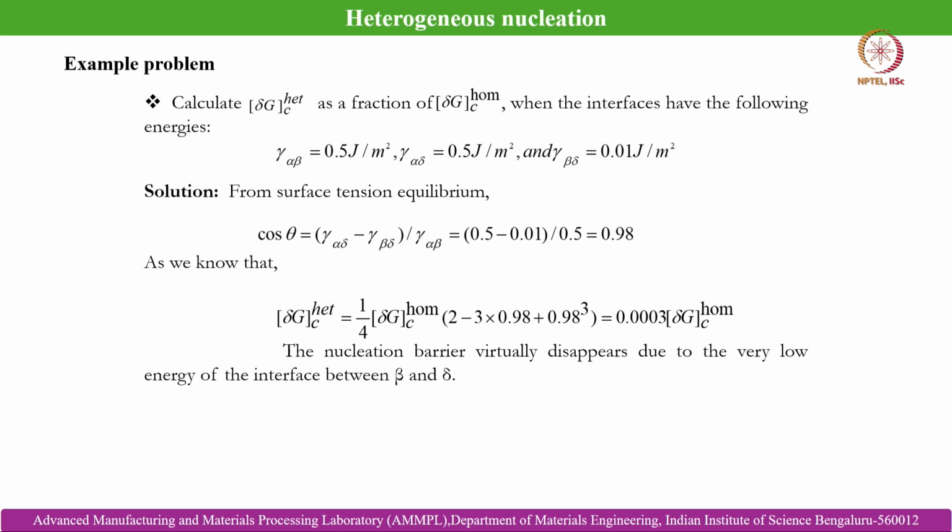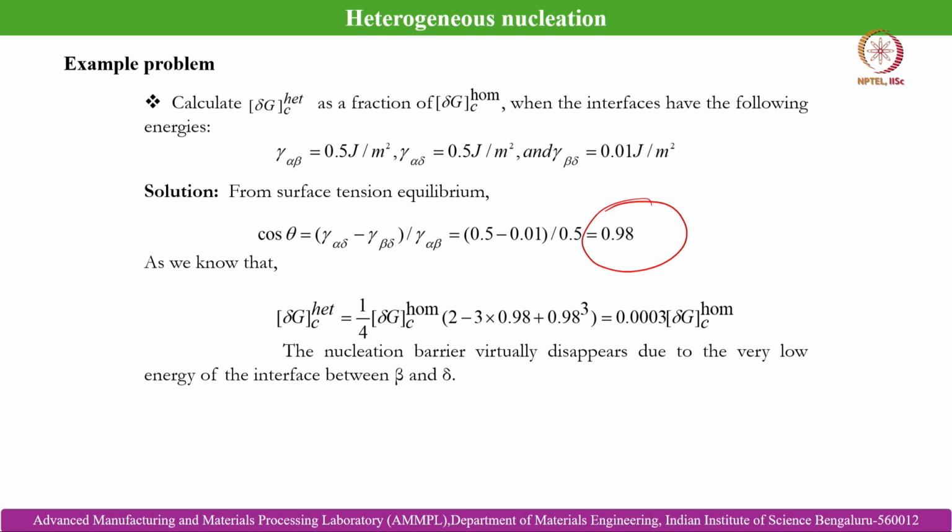For example, if you are asked to calculate delta Gc heterogeneous as a fraction of delta Gc homogeneous when the interfaces have the following energies: gamma alpha beta is equal to 0.5 joule per meter square, gamma alpha delta is equal to 0.5 joule per meter square, and gamma beta delta is equal to 0.01 joule per meter square. From surface tension equilibrium, cos theta is equal to gamma alpha delta minus gamma beta delta by gamma alpha beta. So, we can determine the value of cos theta as 0.98.